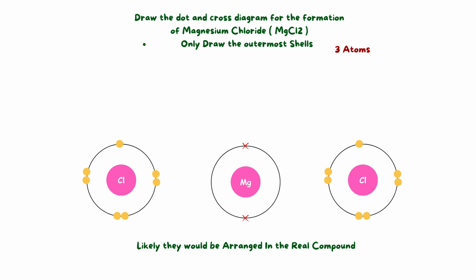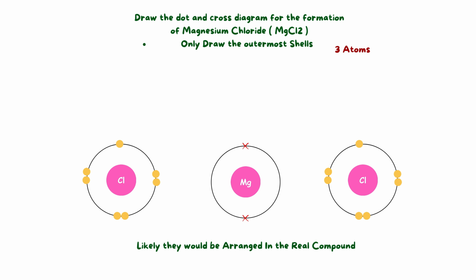For example, if we only showed the outer shells in a sodium and chlorine diagram, it would still be clear how the bonding occurs. Now, let us move on to a more challenging example involving magnesium chloride, which has the chemical formula MgCl2. Here we need to draw the dot and cross diagram showing only the outermost shells. This compound contains 3 atoms instead of just 2.